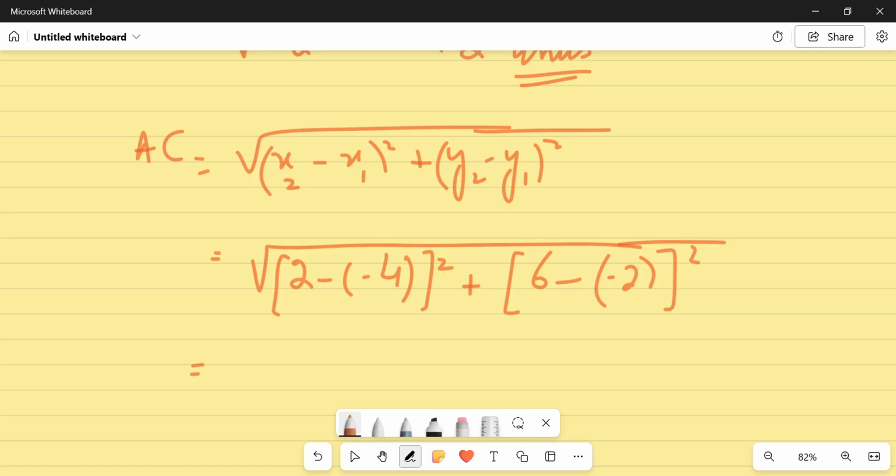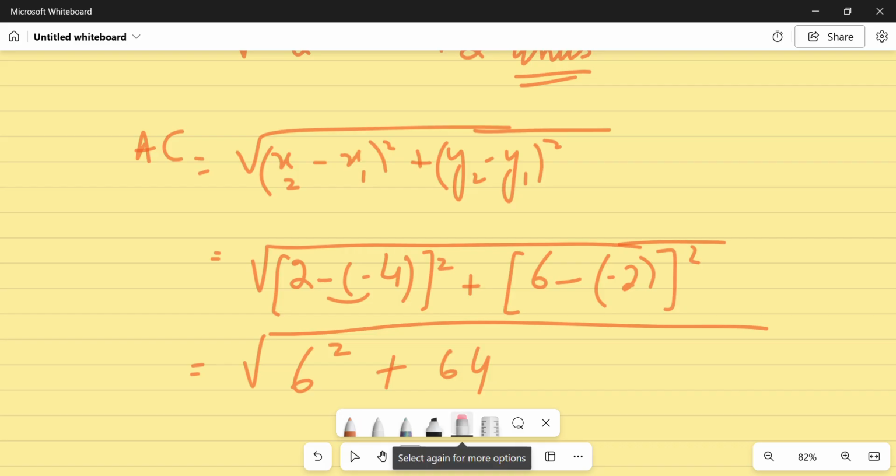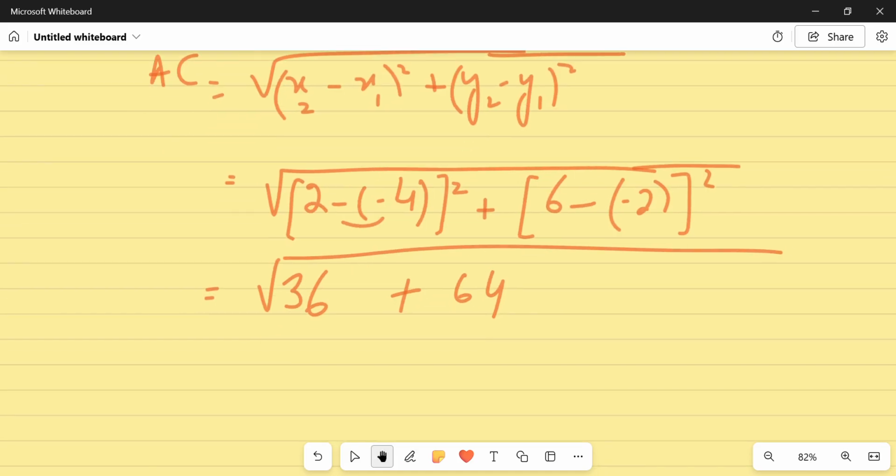Okay, let's solve it. The first bracket gives you 2 minus, plus 6, to the power square, and the second bracket, minus plus 8 to the power square, gives you 64. So here, 36. I'm doing it directly, so instead of writing 6 here, I'm writing directly. So the answer is 100.